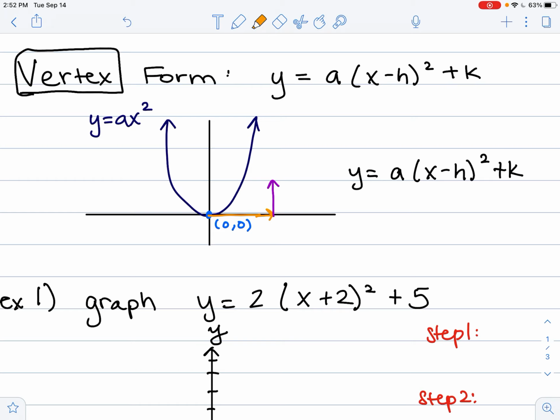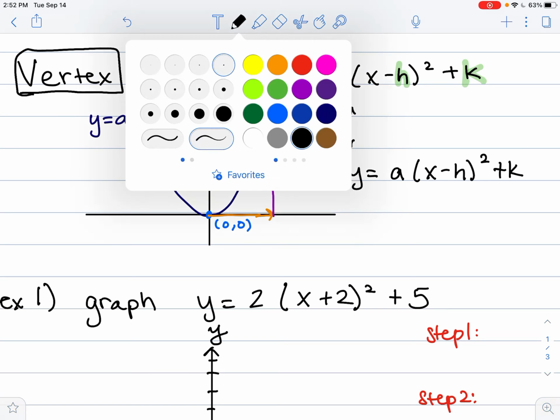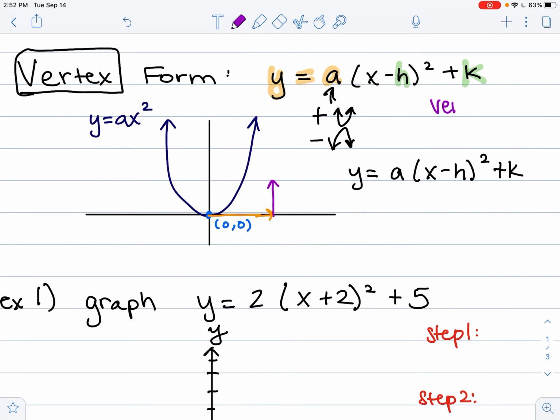So we have y equals a, and remember a tells us if it's positive, it goes up. If it's negative, it goes down. Remember, we learned that last time. But now we see some other values. We see x minus h and a positive k out here. This tells us what our vertex is.